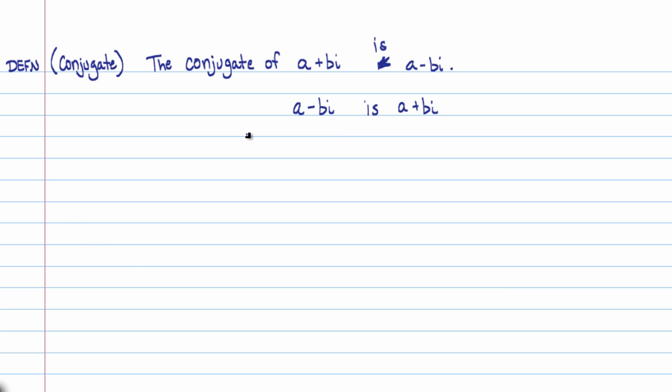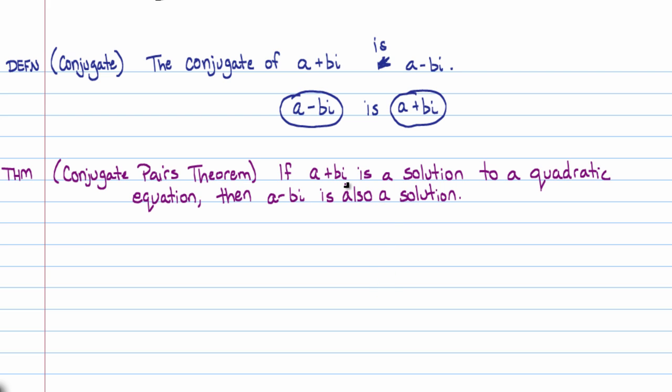And what's interesting about conjugates, and not only just conjugates, but conjugates and solving quadratic equations, is that when you solve a quadratic equation, if you have a complex number solution like this, then you also have its conjugate as a solution. And that's actually a theorem, so let me write that down. If a plus bi is a solution to a quadratic equation, then its conjugate, a minus bi, is also a solution. By the way, this also holds if a minus bi is a solution, then a plus bi is also a solution.